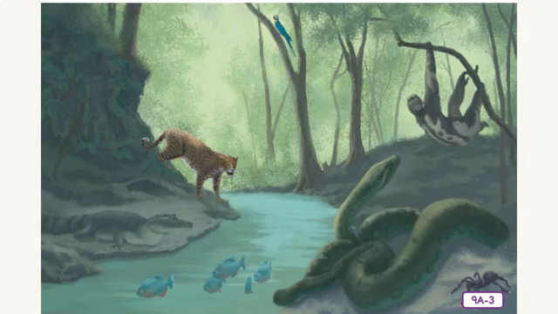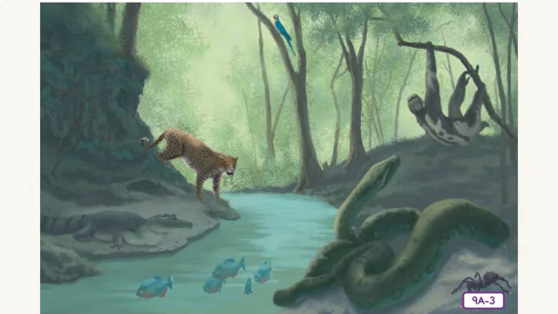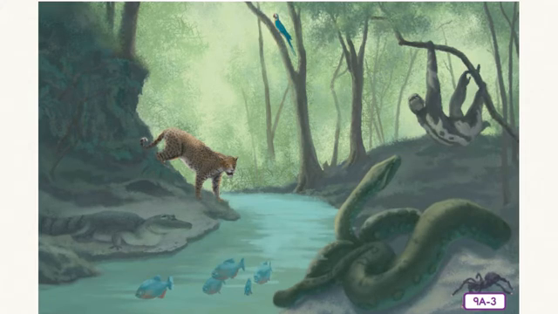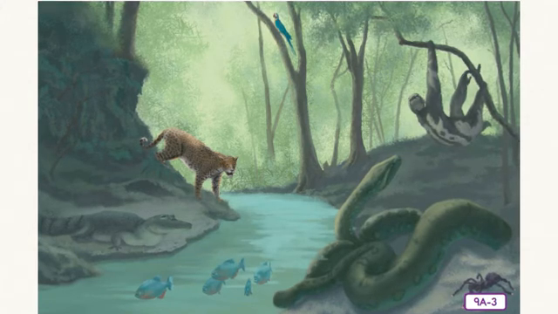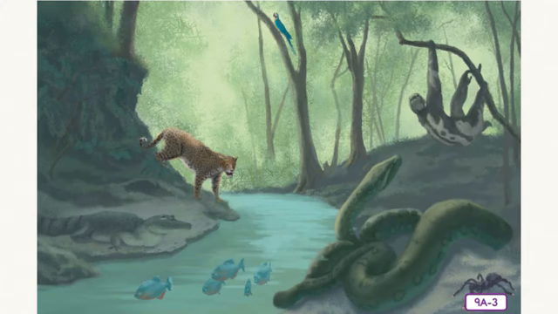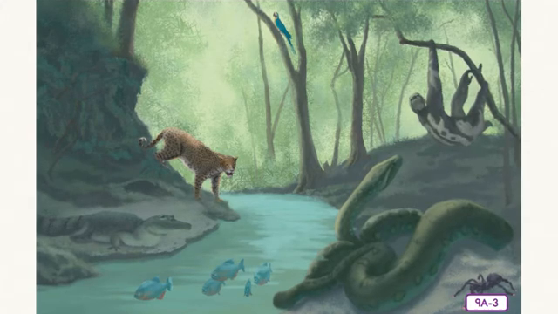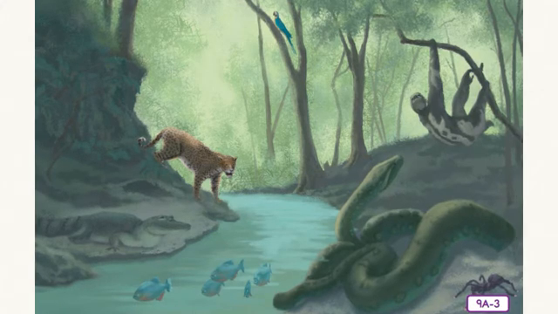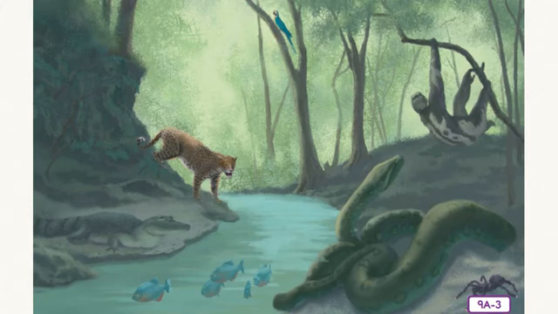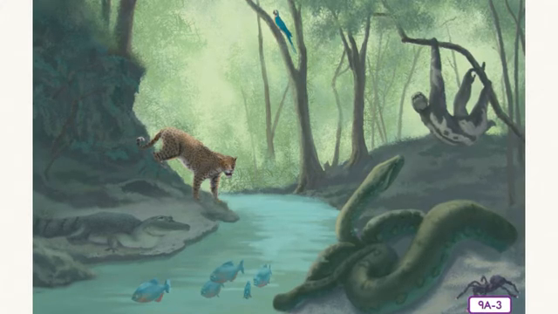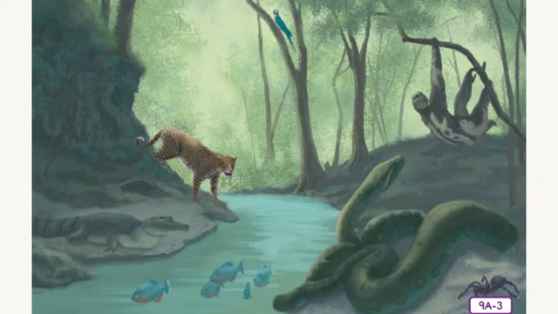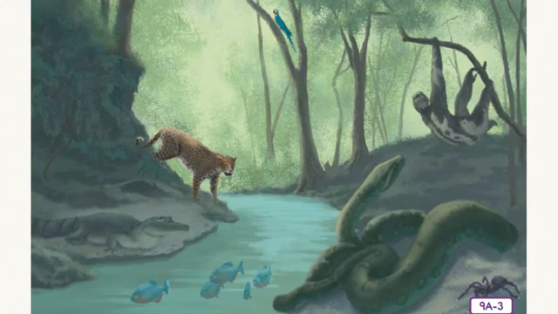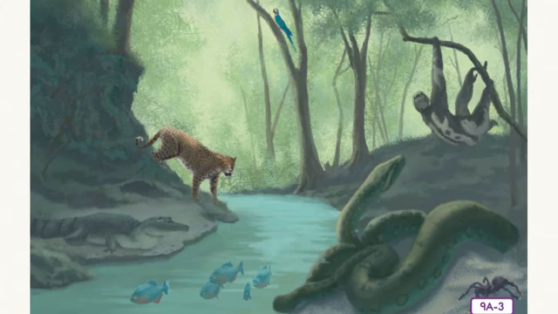The anaconda and the caiman are both covered in scales. The bird should be an easy one to spot. The only one with wings and feathers is the macaw, and the piranha should be familiar to all of you. These are Paulo's fish relatives. The jaguar and the sloth both belong to the same group. Who can name that group? Yes, they are mammals. We can tell because they're covered in fur. As you have learned, mammals give birth to live babies.